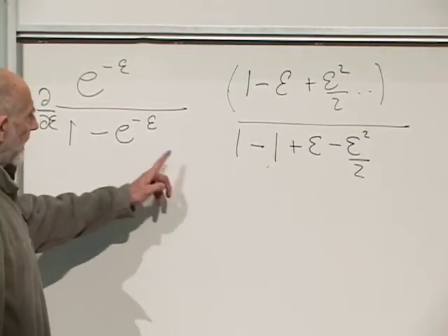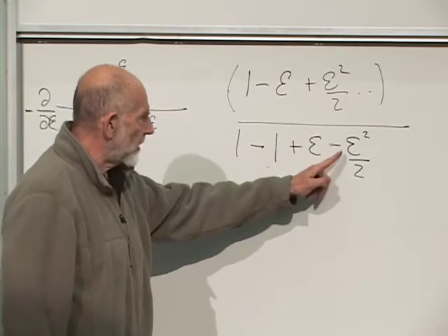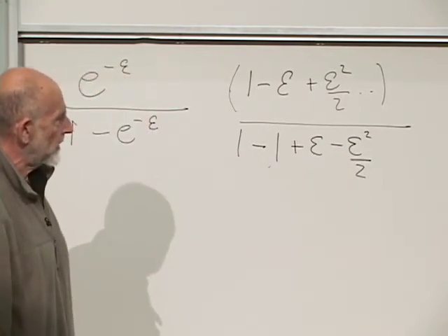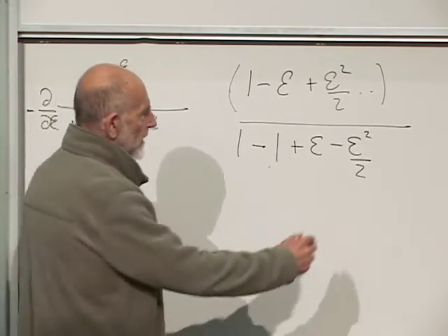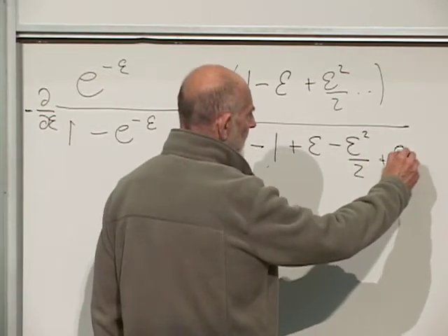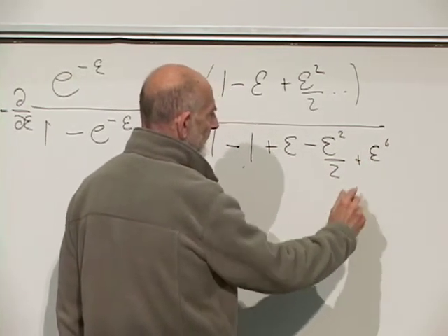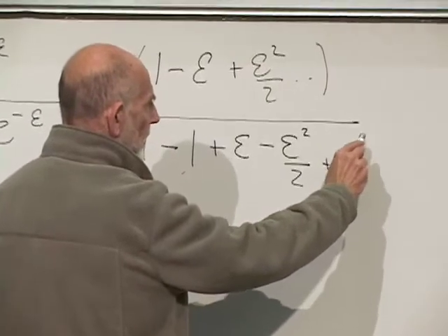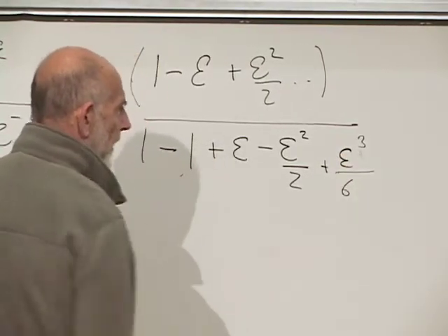Let me just check the sign. 1 minus 1 plus epsilon minus epsilon squared over 2. And the next one? Plus epsilon cubed over what? Over epsilon cubed over 6, right?